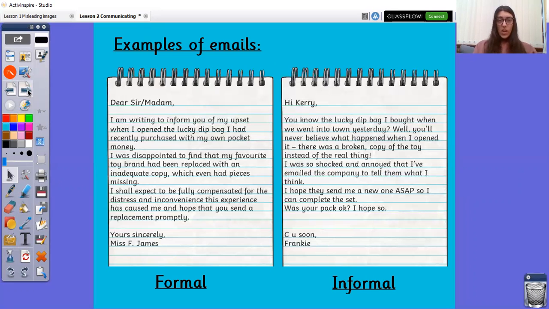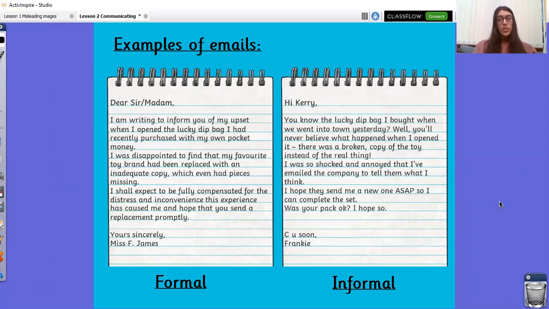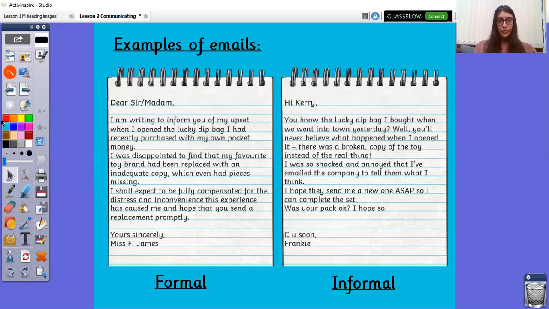Here are some further examples of emails. We've got a formal one on the left and an informal one on the right. Pause the video so you can have a quick read through of both and see if you can spot the differences: what makes this one formal and what makes this one informal.